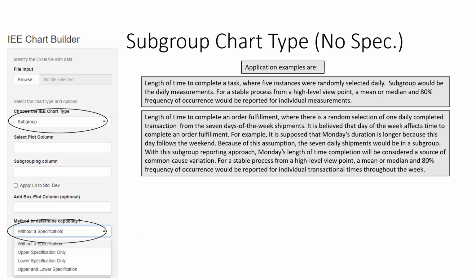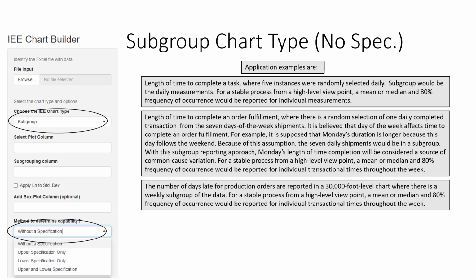transaction from the 7 days of a week shipments. It is believed that day of the week affects time to complete an order fulfillment. For example, it is supposed that Monday's duration is longer because this day follows the weekend. Because of this assumption, the 7 daily shipments would be in a subgroup. With this subgroup reporting approach, Monday's length of time completion will be considered a source of common cause variation. For a stable process from a high-level viewpoint, a mean or median and 80% frequency occurrence would be reported for individual transaction times throughout the week.